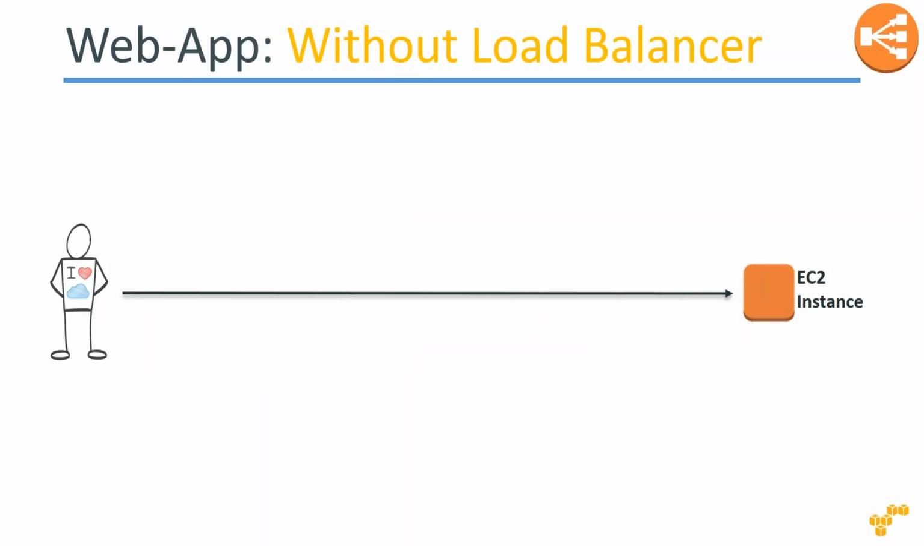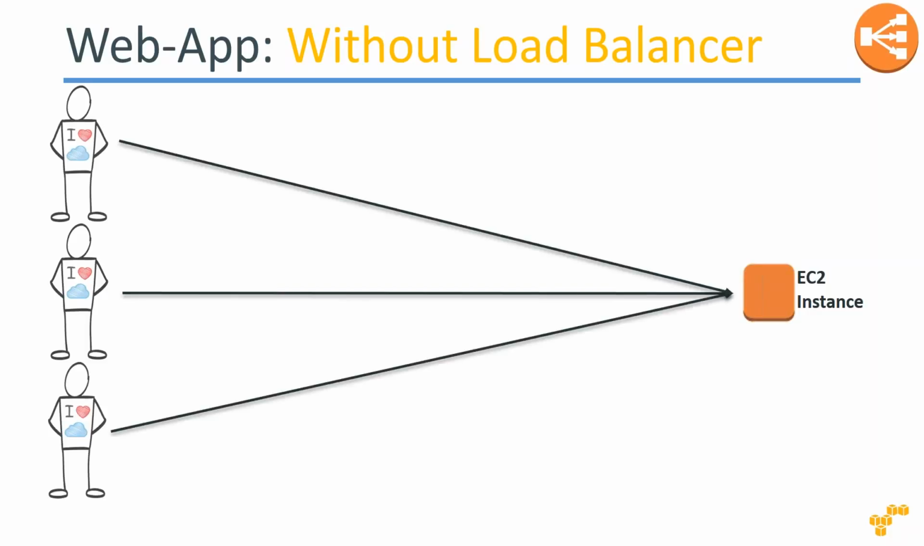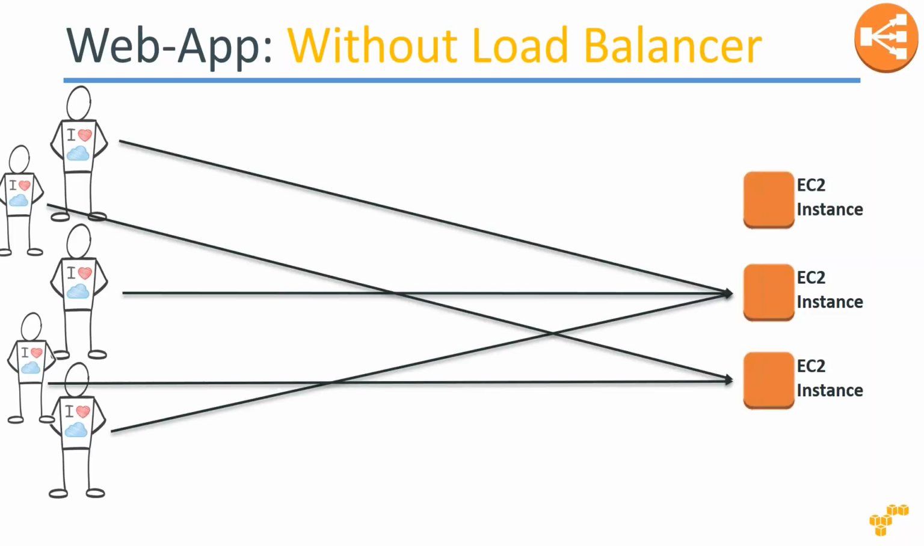So without a load balancer, this is what happens in the background for your web servers. Say there is a single request that is coming in, and there is only one instance up and running in your environment. It's very easy, all the requests go to one instance. But what happens when traffic increases and you want to scale up your instances? Then you will probably add a couple of more instances in your account.